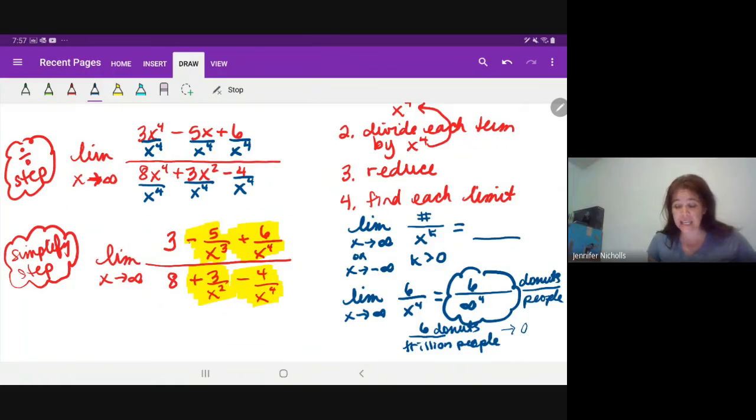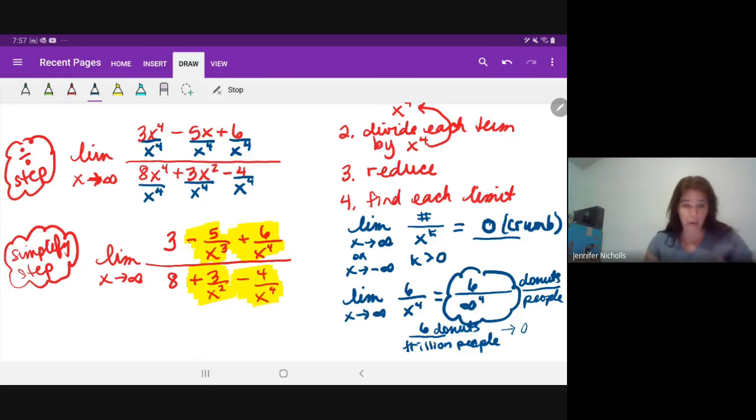Okay, so this is the key. If you have any number at the top, even 0, and you have x to a positive power on the bottom, it turns out that this is 0. I call it a crumb if you have me for HL math. I'm not sure if Miss Perfection and Miss Herzog call this that, but think of it as a crumb. Okay, so it's a crumb. You get a little tiny piece of donut.